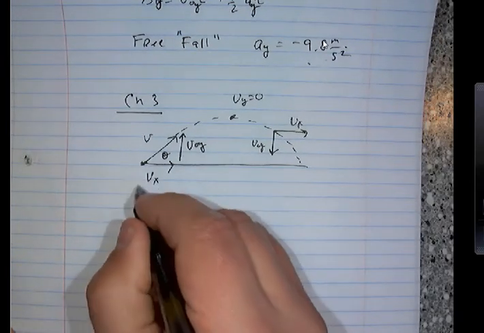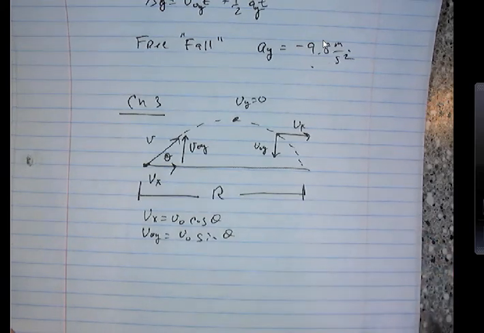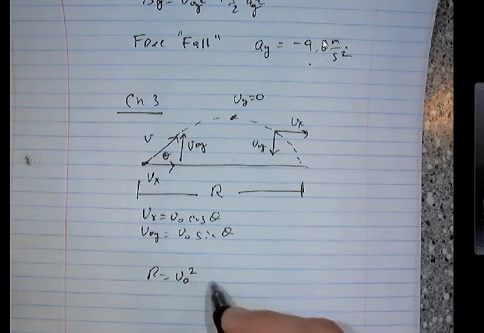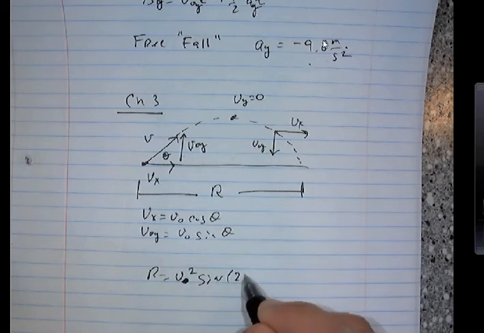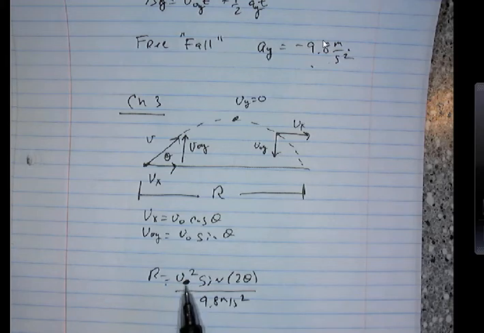And if you remember, this was a specific situation where we could figure out this distance called the range. And the range, initial velocity squared, this is the overall velocity, so maybe I should just leave it like this. The overall velocity squared, sine of 2 theta divided by 9.8 meters per second squared. So this will give you the range, just knowing the overall velocity.